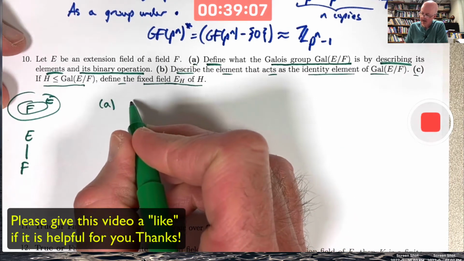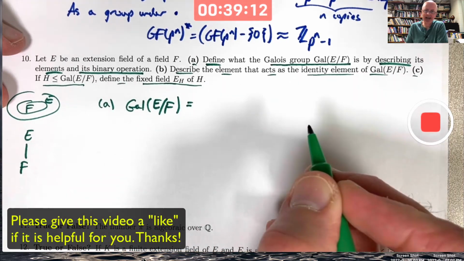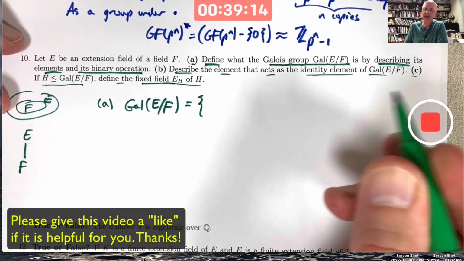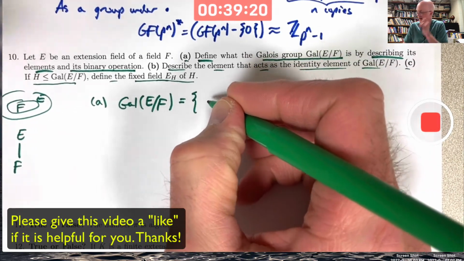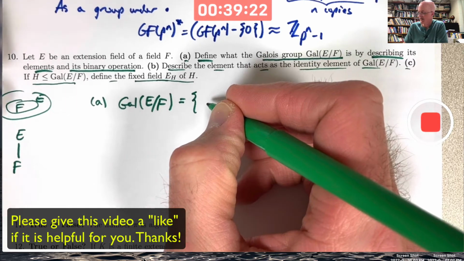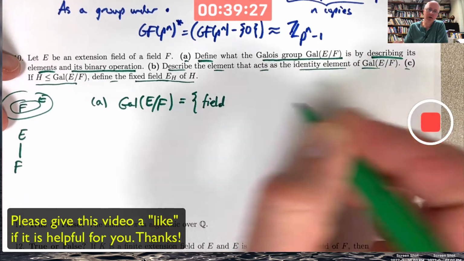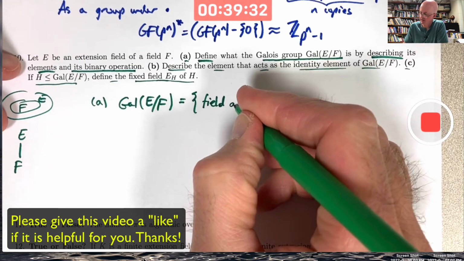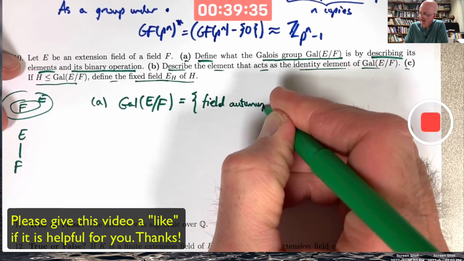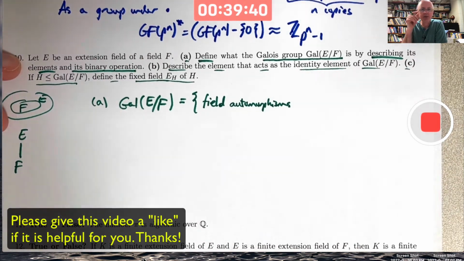What is the Galois group? As a set, it's the set, I'll just describe this in words, of all field, you could use either the word isomorphism or automorphism. It's more traditional to use automorphism. If you use the word isomorphism, you'd have to be more explicit about what the domain and codomain of these things are.